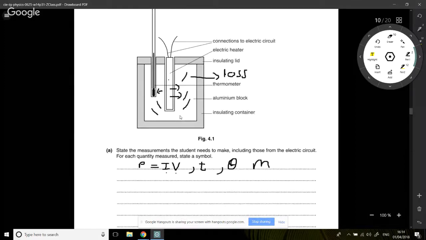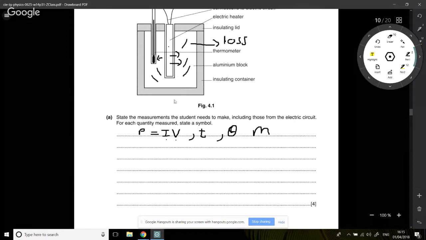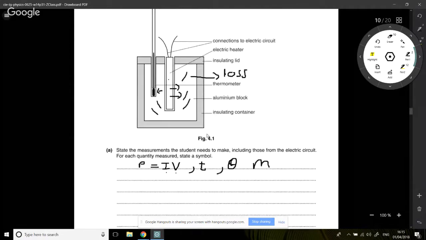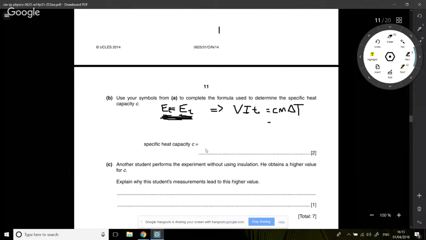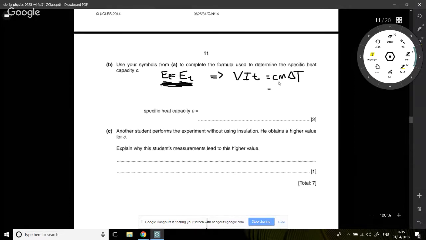But the problem is the minute you remove this insulation, you get all your different heat losses. So you get your convective, if it's sitting on something, some form of conductive heat loss, and also your radiative heat loss as well. So basically you need to pump in more energy to get the same temperature change. And if you just were to use this equation, it would be inaccurate, and you'd be putting in more energy. So you would think that the capacity is higher.